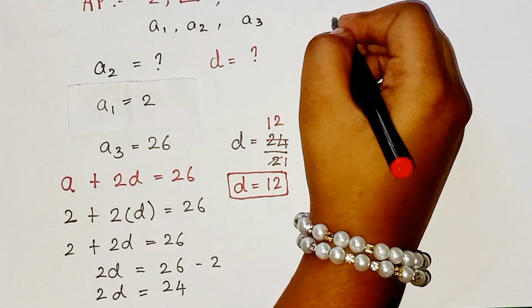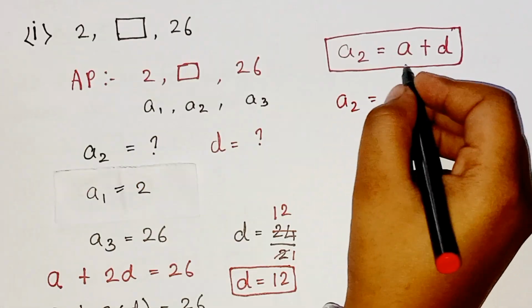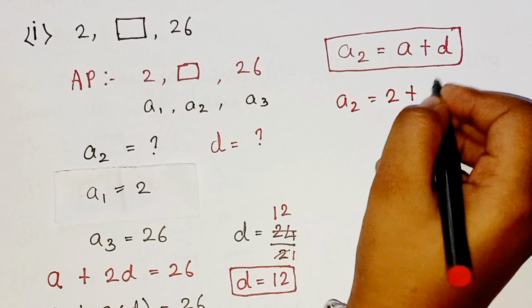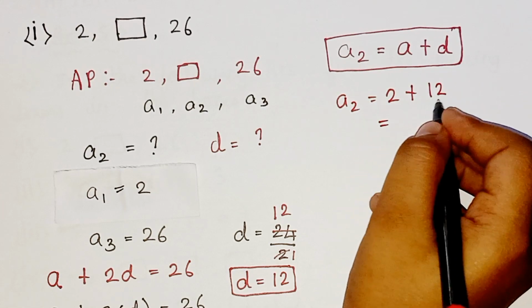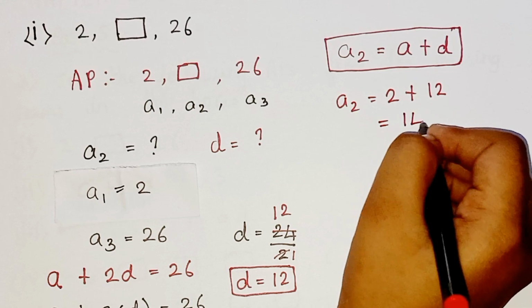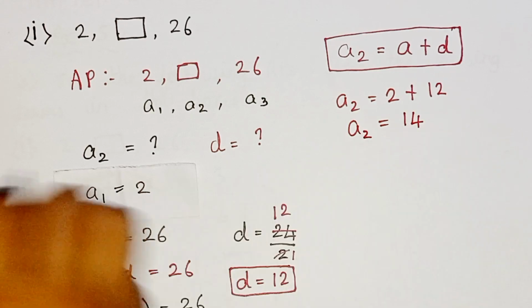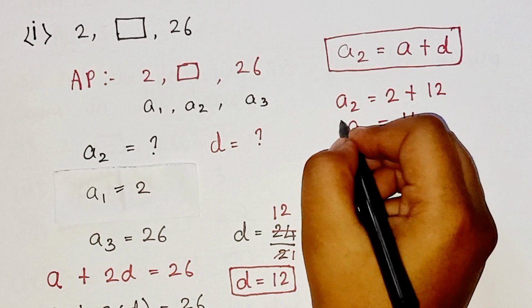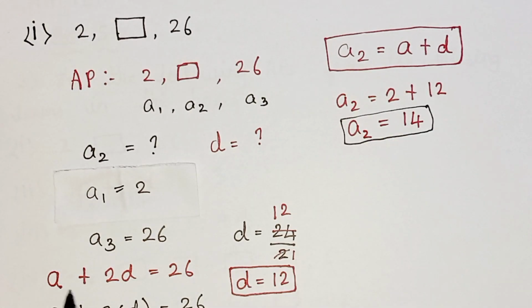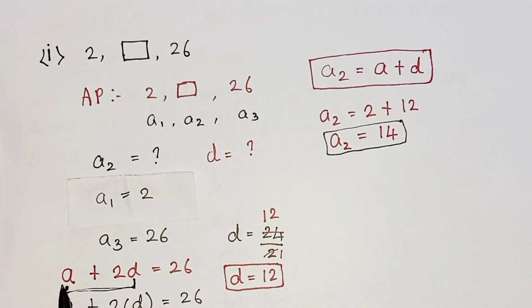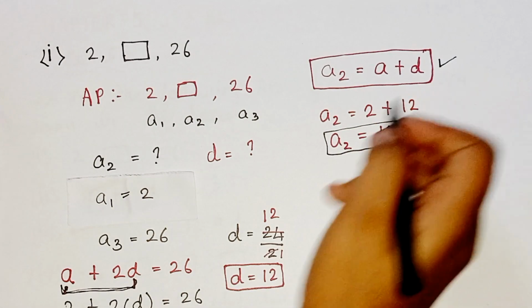So now A2, as it is equal to A value, which is 2, plus D value, which is 12. So 2 plus 12 is 14. So this is going to be your A2 value. It is so easy to find it, isn't it? The only thing you have to remember is this formula, and this one as well.